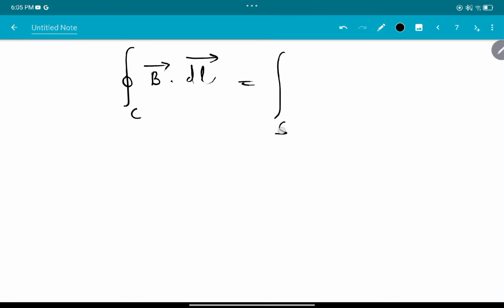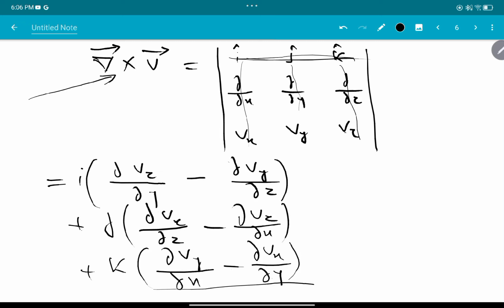This is the surface integral. This is the loop integral. This is the surface integral of the curl of B dot dA. That means imagine this to be the circulation per unit area multiplied by area, that is the total circulation. You can also understand this like this. This is curl at a point.